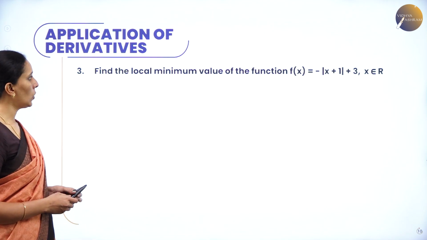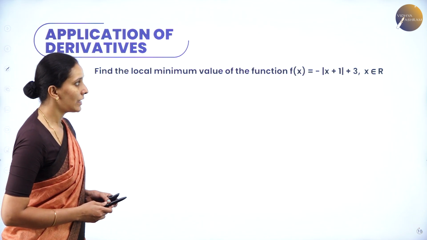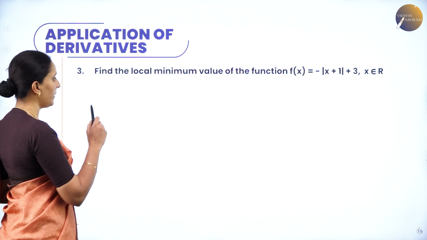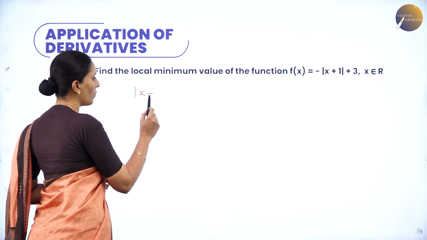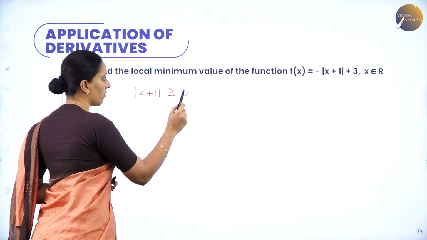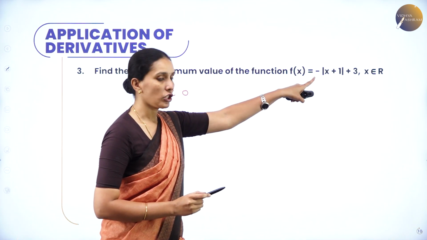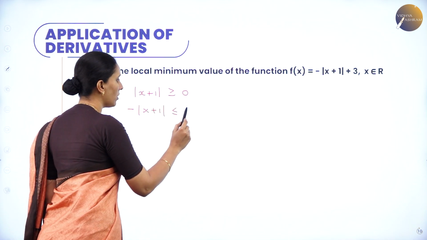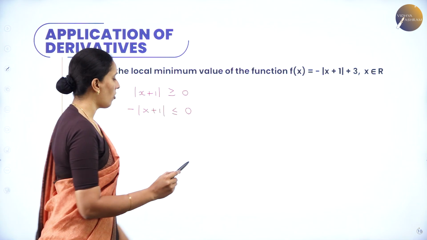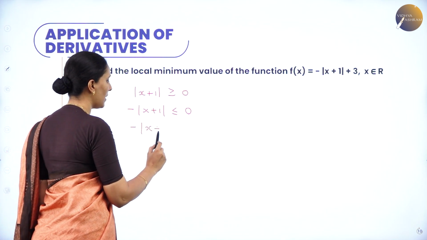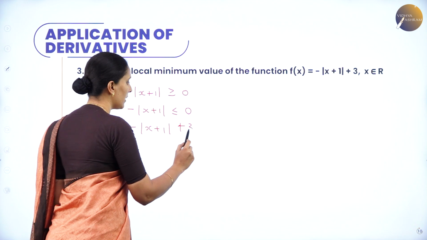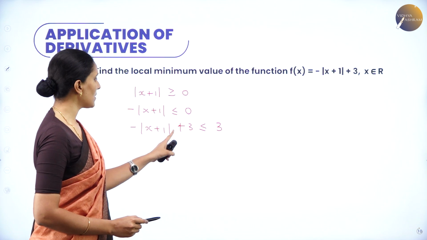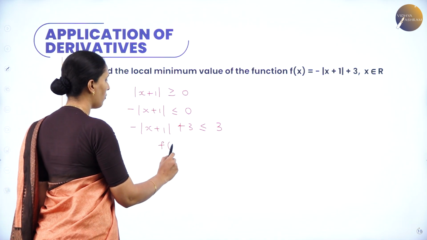Next question, find the local minimum value of the function minus modulus x plus 1 plus 3 for all x belongs to R. So let me consider here mod x plus 1 is always greater than or equal to 0. Now, if the sign changes, then clearly this is less than or equal to 0. Now, I will add 3 on both sides. So, minus mod x plus 1 plus 3 is less than or equal to 3. Now, clearly minus mod x plus 1 plus 3 is nothing but our f of x.